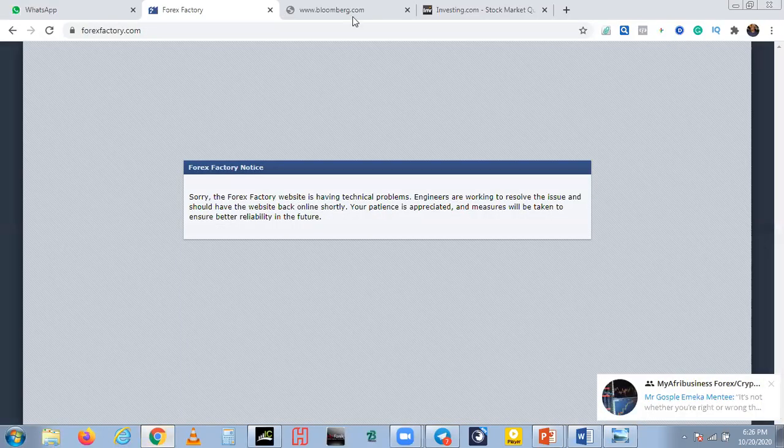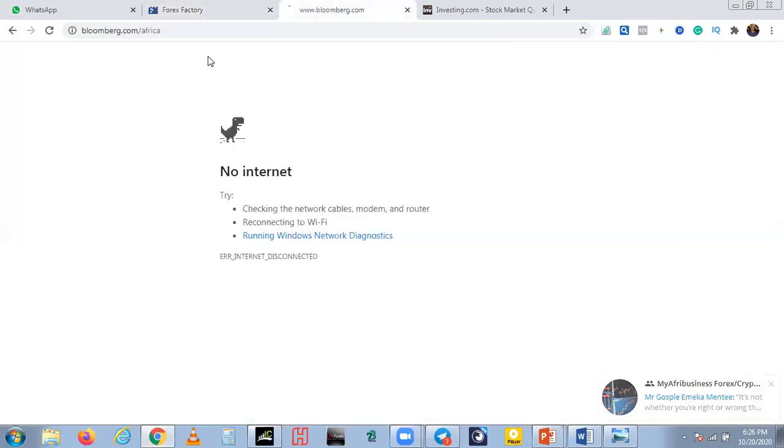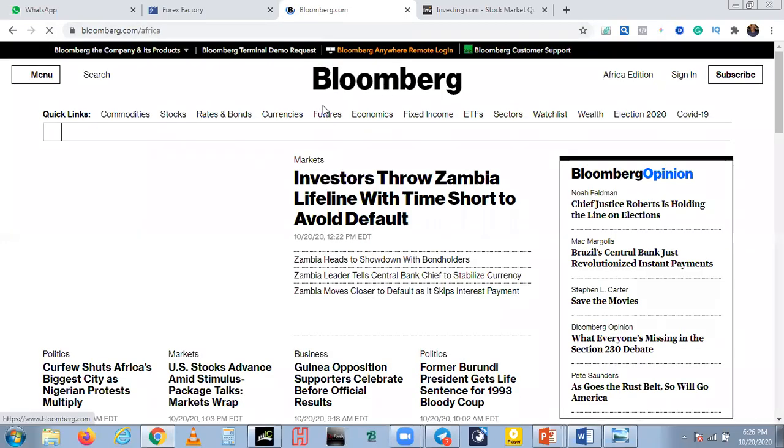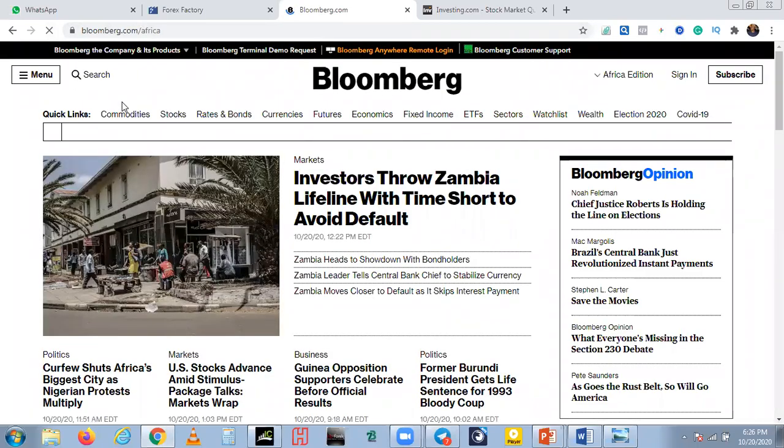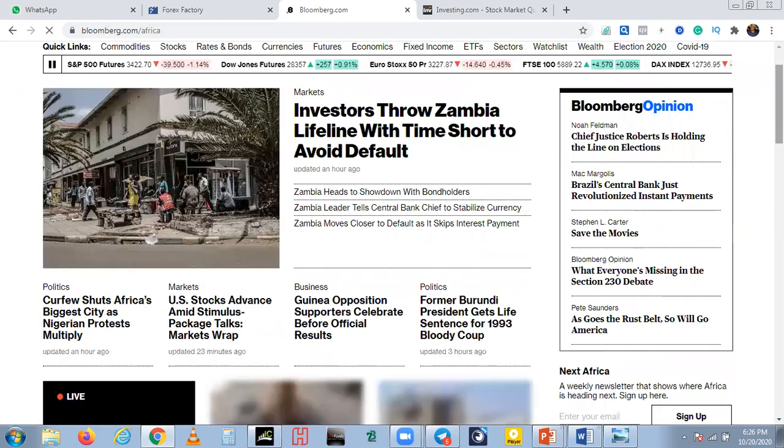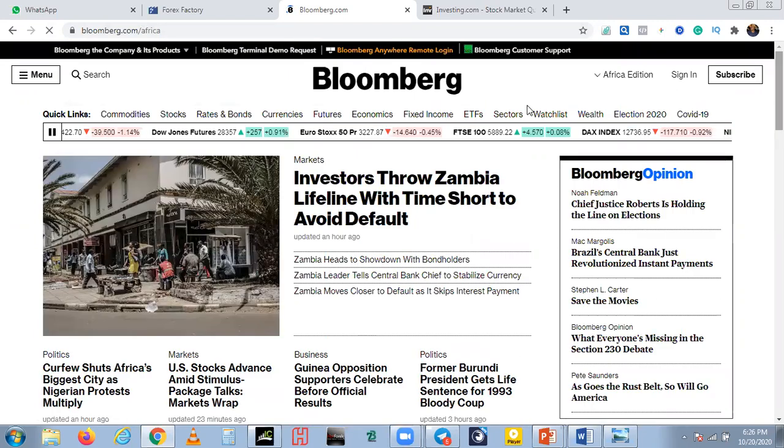The next one is Bloomberg. I don't know how to use Bloomberg because I've never used Bloomberg before, so I don't know whether they put their news there. But you can also use Bloomberg to find news. And the other one I use again is investing.com.